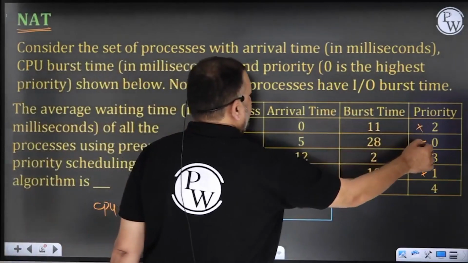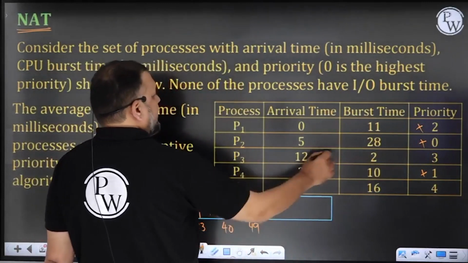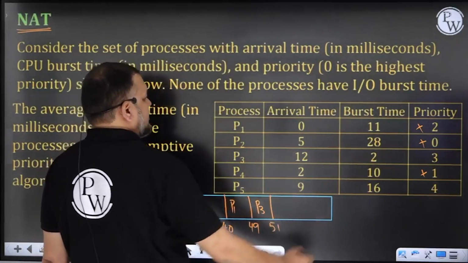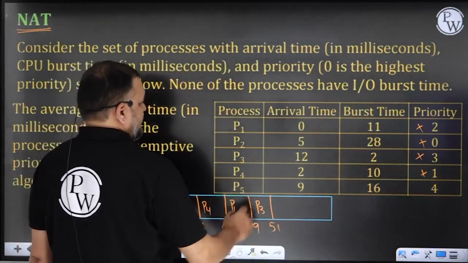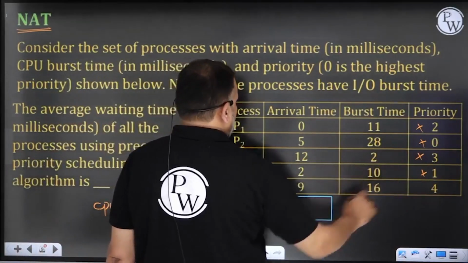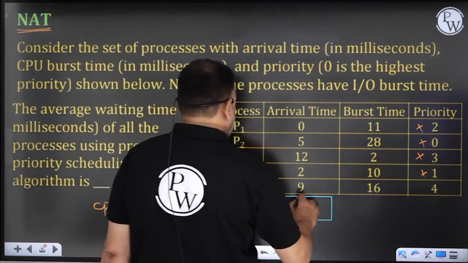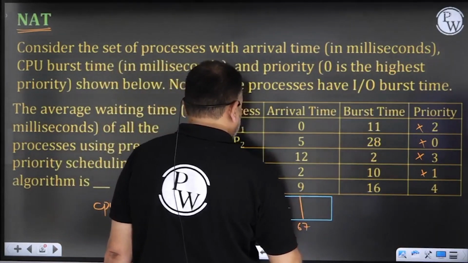So 2 is also over. Next highest priority 3, that is P3. P3 has not run earlier. P3 needs 2 units, so it completes at 51. So P3 is also over. Then the last process is P5, lowest priority. Its burst time is 16 units. 16 means 67.